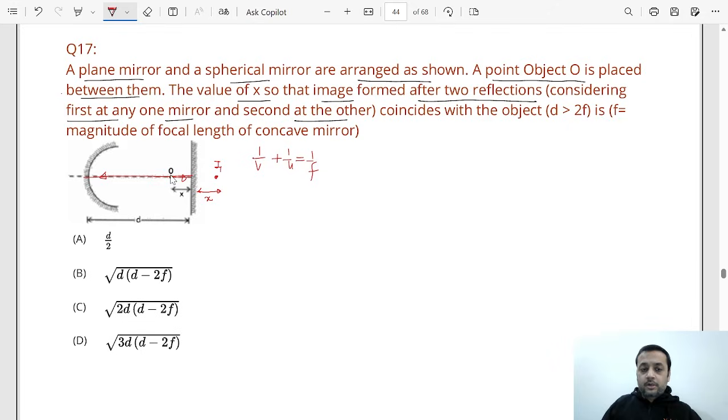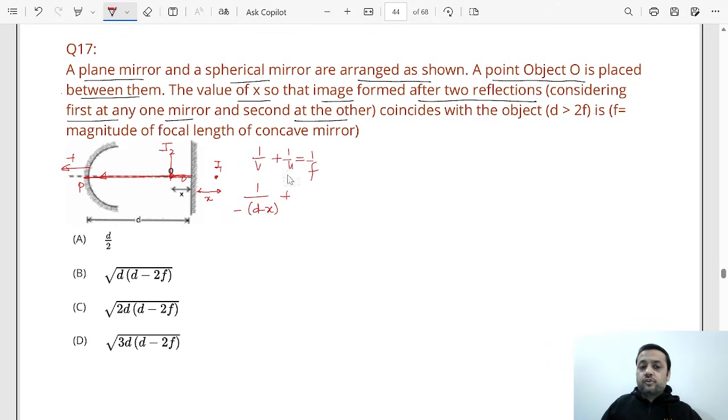Light is going like this on the concave mirror, so this direction will be positive. We want the final image to be formed at this location. So what is the image distance? v will become d minus x, with a negative sign. Why with a negative sign? Because the incident ray is going towards left, whereas this image we want to be formed on the right of the pole. So d minus x, plus u.